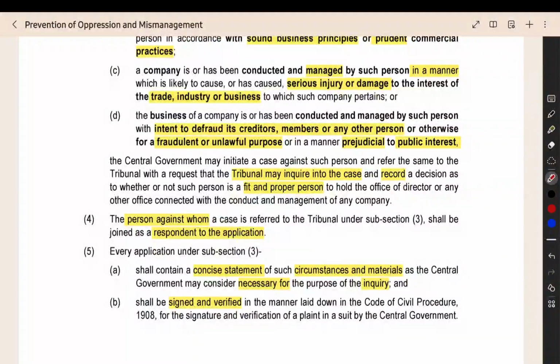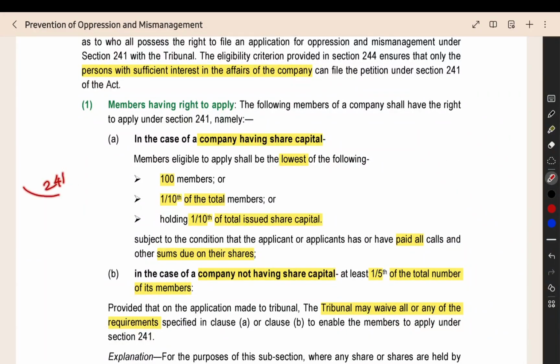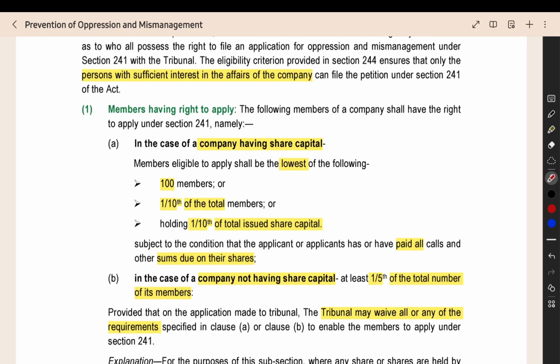Then the tribunal will decide whether he is a fit and proper person or not. The next section we are going to see is section 244. Here we saw section 241, where any oppression is happening or any material change in the management or control of the company. In that case, the member can apply to the tribunal.